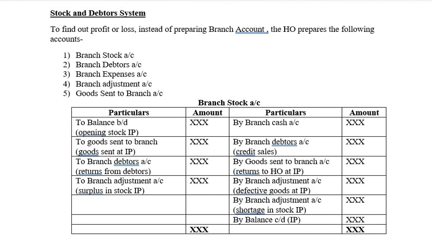So what does the head office do in this method? Instead of preparing branch account, the head office prepares stock account, debtors account, expenses account, adjustment account and goods sent to branch account. So these are the five accounts being prepared, and then they find out the amount of profit or loss. Now let's look into the first one, that is branch stock account.